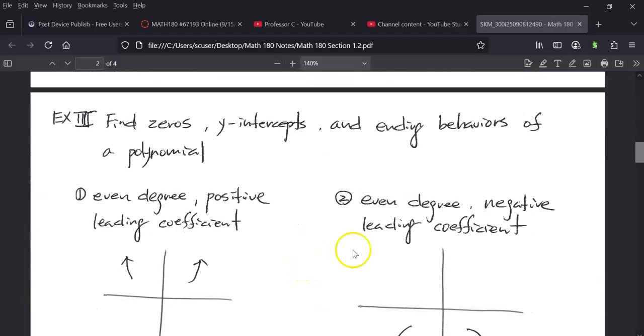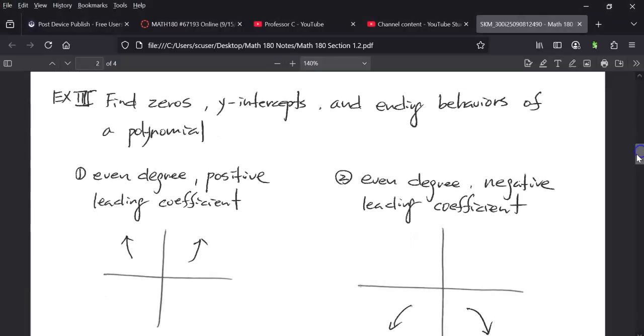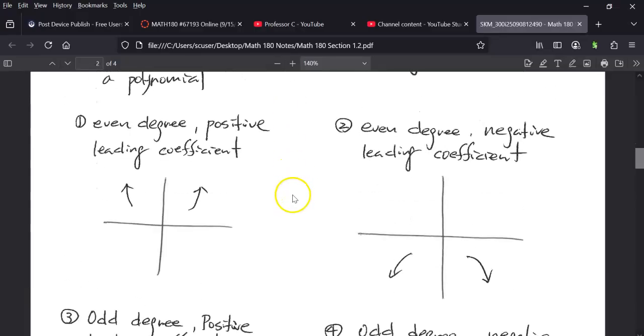Now let's look at your polynomials. In polynomials, you want to find zeros, y-intercept, and ending behaviors of a polynomial. Now, ending behavior: if it's an even degree polynomial like x squared, x to the fourth, x to the sixth, it's always going to look like this if your leading coefficient is positive. So if your leading coefficient is positive, you end up up on the left side and up on the right-hand side. On the other hand, if it's even degree but your leading coefficient is negative, then you will end up at the bottom on both sides.